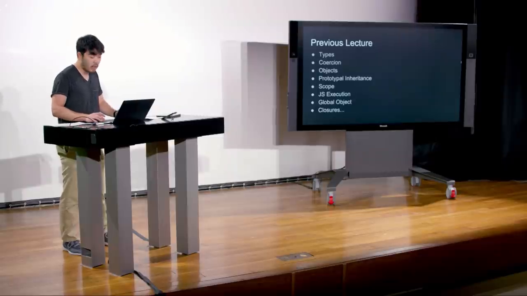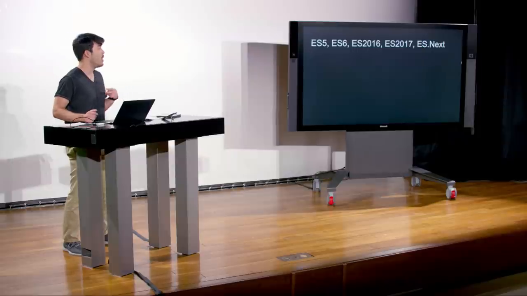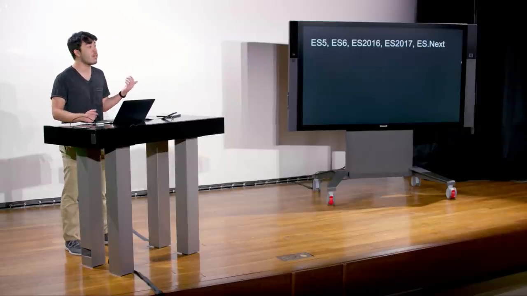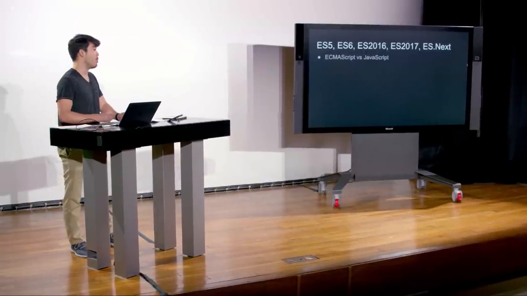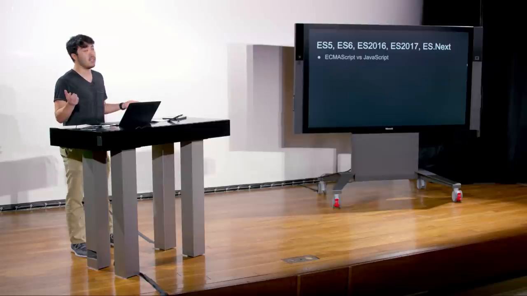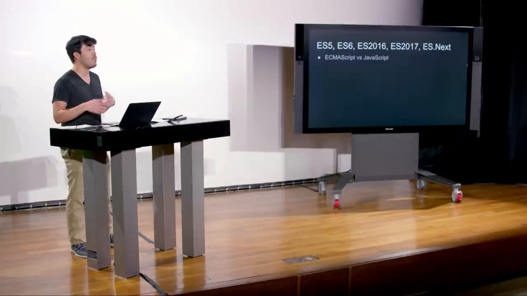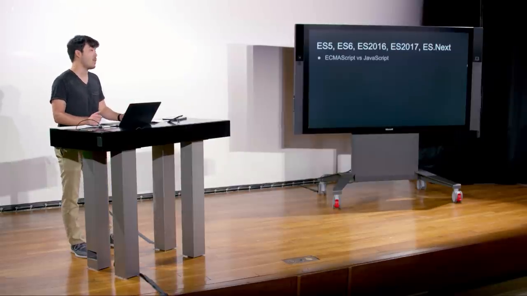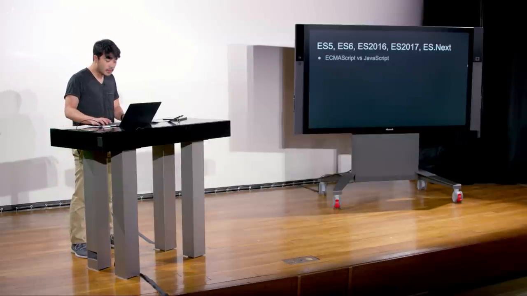But before we dive into closures, I just wanted to give a little more background on what these ES5, ES6, 2016, 2017, ES Next are. So we talked a little bit last week about what ECMAScript was. ECMAScript is basically the spec for this language. It defines exactly what this language should do and how a bunch of these functions behave. And JavaScript is actually an implementation of the ECMAScript spec.